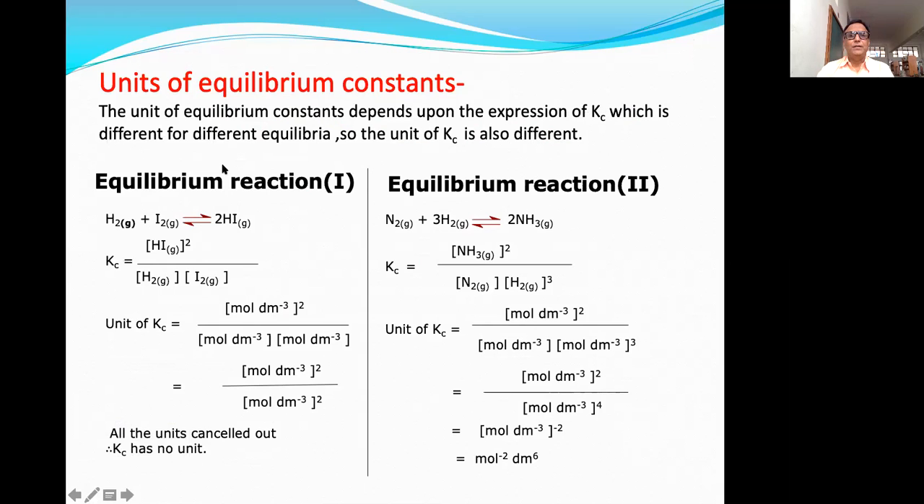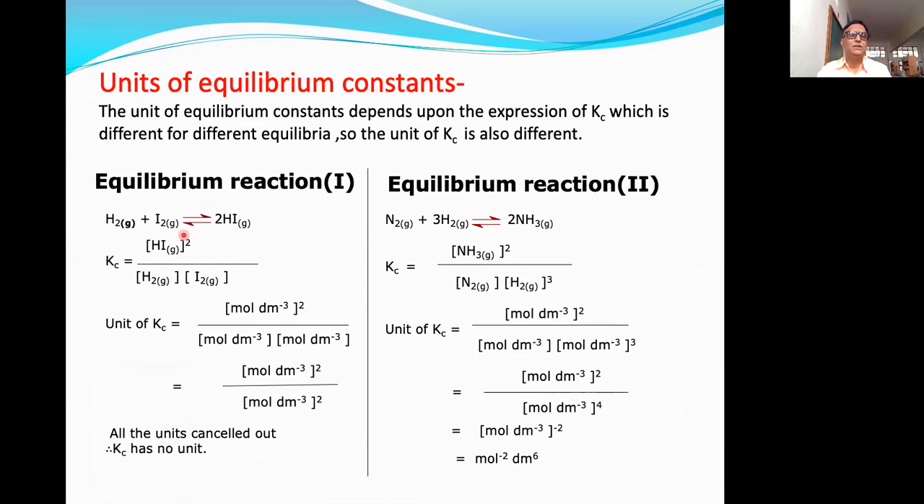Which is different. The unit of equilibrium constant depends upon the expression of Kc, which is different for different equilibria. So the unit of Kc is also different. We'll consider these two reactions, equilibrium reaction number 1 and equilibrium reaction number 2.